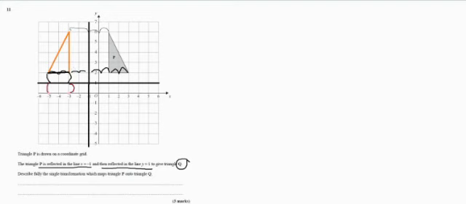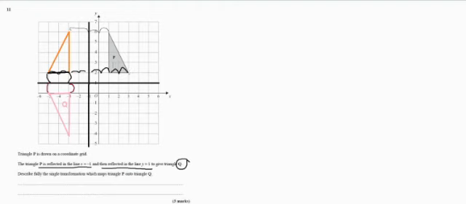1, 2, 3, 4, 5. And draw the point. And then join the lines. And then we could now name it Q. Here's the answer. Now there's another question. Describe fully the single transformation which maps triangle P into triangle Q.